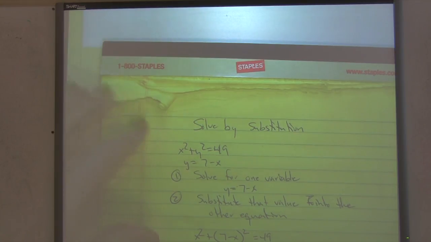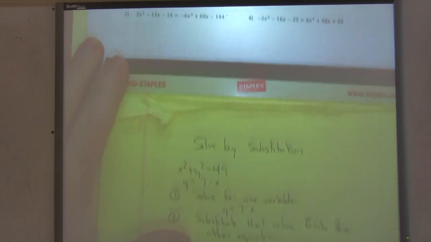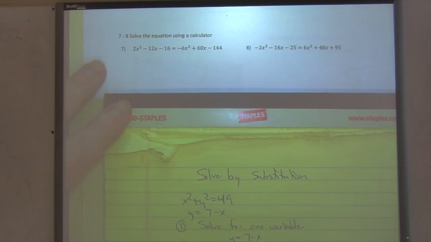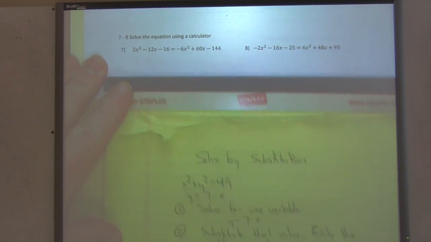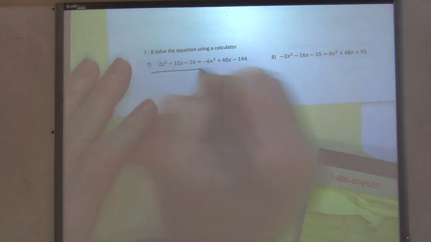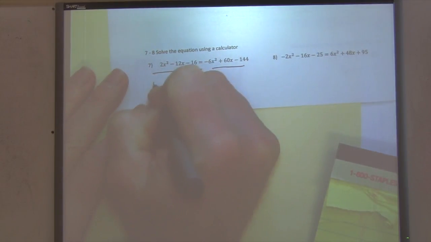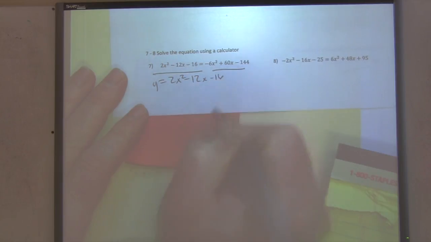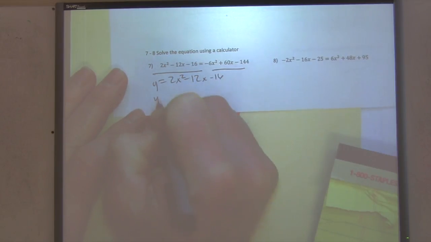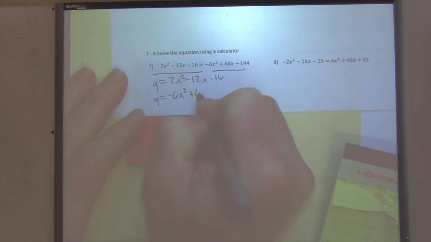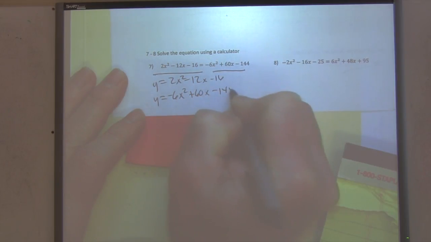Numbers 7 and 8 seem to cause problems for people. It says to solve the equation using a calculator. Again, we're using the Desmos app. All you need to do on these is take the left side and right side and split it into 2 parts. So I just go y equals 2x squared minus 12x minus 16. And then I take the other one and I set it equal to y. Negative 6x squared plus 60x minus 144.